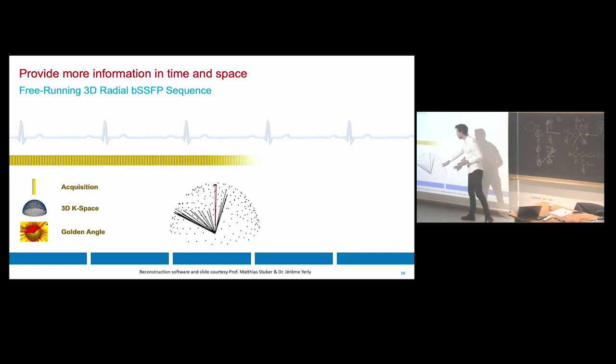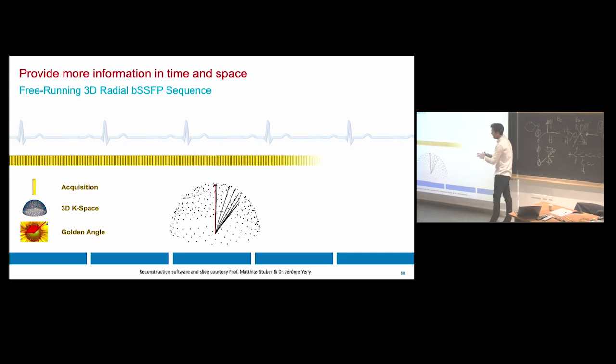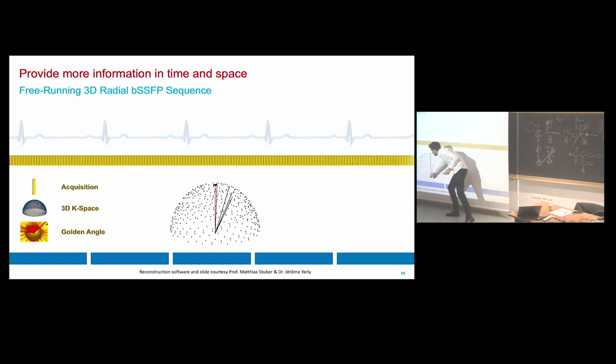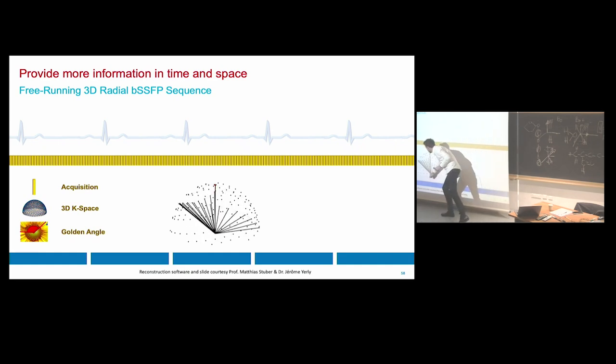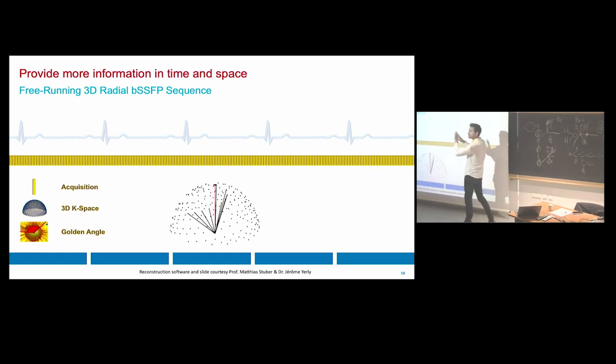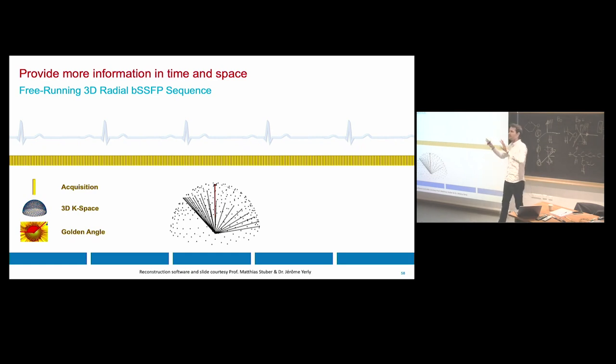This could be a variable density or what they call the spiral phyllotaxis acquisition, where we always collect the K-space center. The K-space center, we have the low frequencies in there. We have most of the information of the image, so we have to collect this information. And this will be used later to retrospectively bin the data set in different motion states.